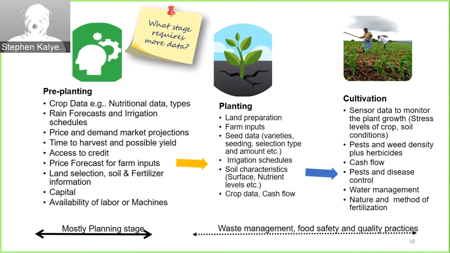I need to know what the projections for maize are. If I'm to do maize, and you know maize takes around 115 days to maturity, I need to know before I actually plant what the market or demand projections will be. The time to harvest and the possible yield. I need planning tools to first visualize something before I do it. The access to credit. If I don't have credit, where can I get credit? Price forecast for farm inputs. The land selection. I need to select the land, and when you select the land, you have to do some analysis concerning soil.